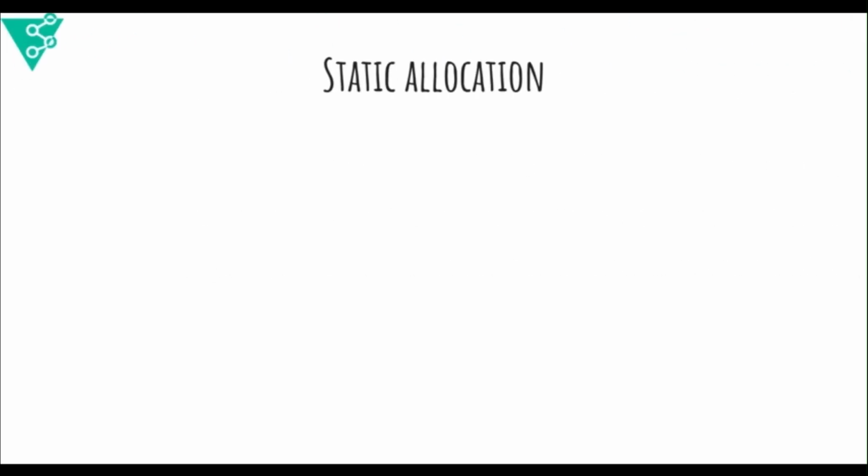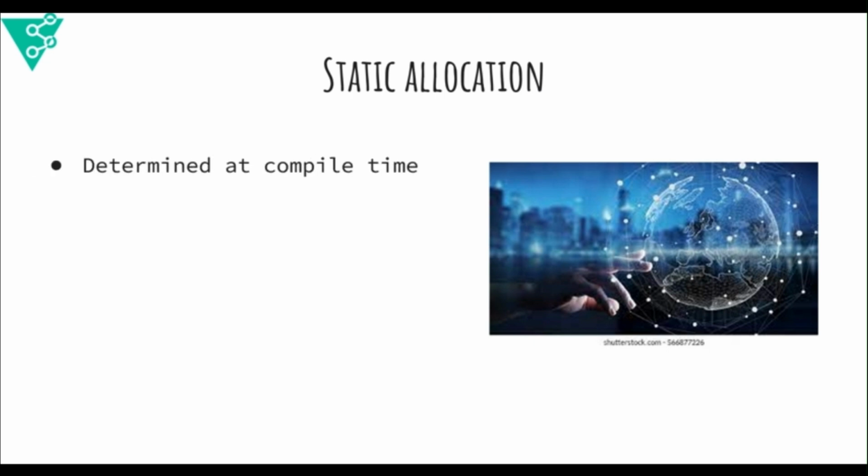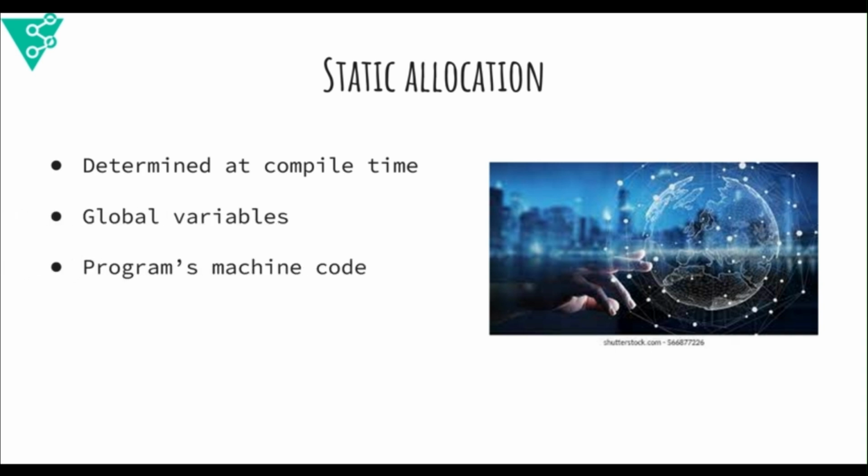Let's look into static allocation. What is static allocation? Static allocation is compile time determination. That is, the compiler should know that this variable is going to be stored at the static memory, and all the global variables that are declared are going to be stored in the static memory. The program's machine code and your string literals, like when you say print hello, that hello is going to be stored in the static allocation.